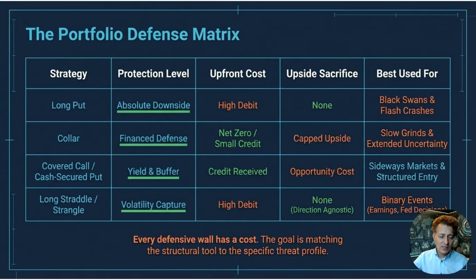Now, what's the cost of the strategies? For the long put it is very simple. It's a debit and it's high. Especially if you want high protection, you need to pay a high debit. For the collar, good news is that it's typically either very cheap or 0, or maybe even has more credit.